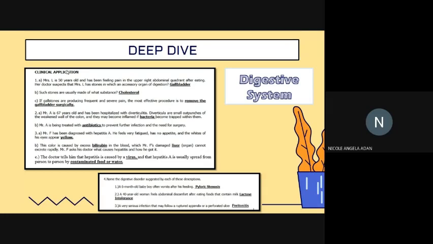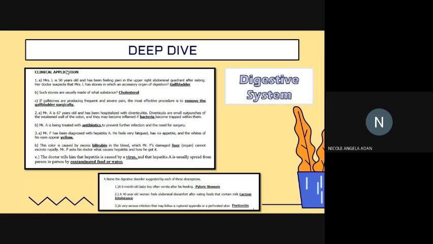The answer is gallbladder. Number 1B, such stones are usually made of what substance? And the answer is cholesterol. Number 1C, if gallstones are producing frequent and severe pain, the most effective procedure is to remove the gallbladder surgically.